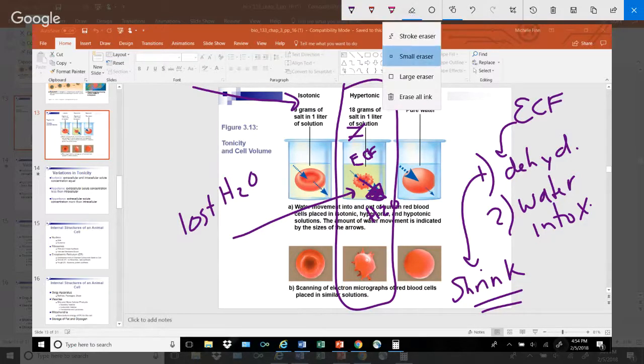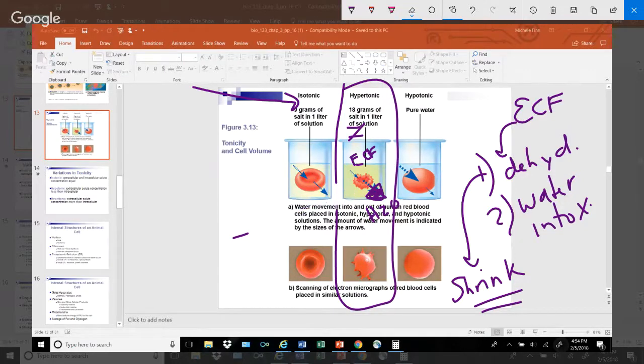Now, what about the opposite part of this? Let's erase this here. Give me one more second.